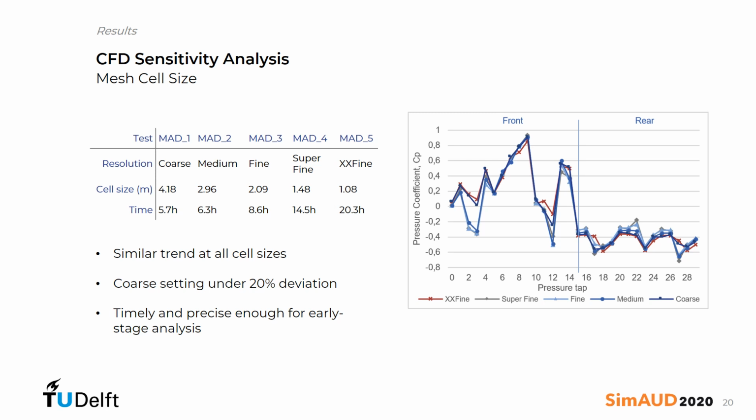In the next sensitivity analysis, 5 different mesh resolutions were tested, all the way from extra fine, which took 20 hours, down to a coarse size of only 5.7 hours. And even at the coarse setting, the absolute deviation was under 20%. So it is still quite precise for an early stage method such as this.